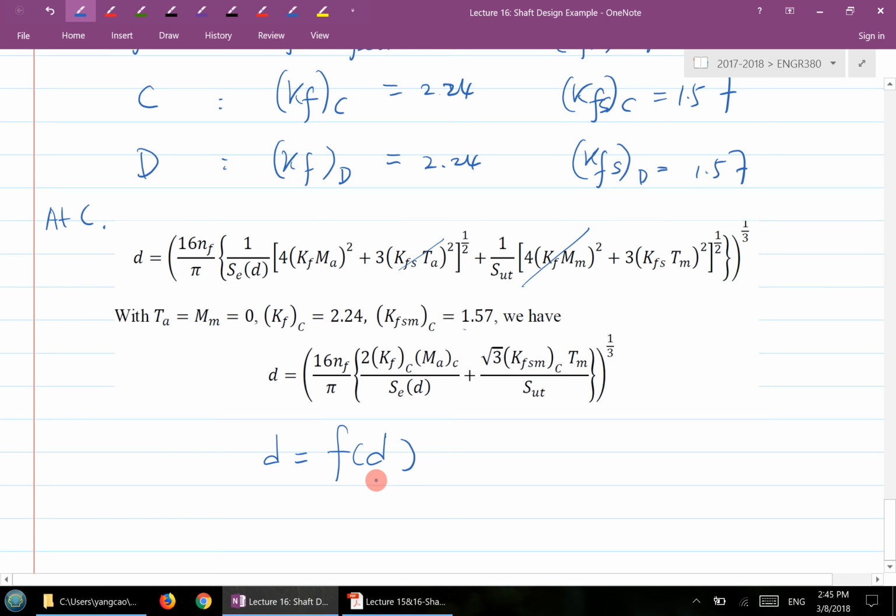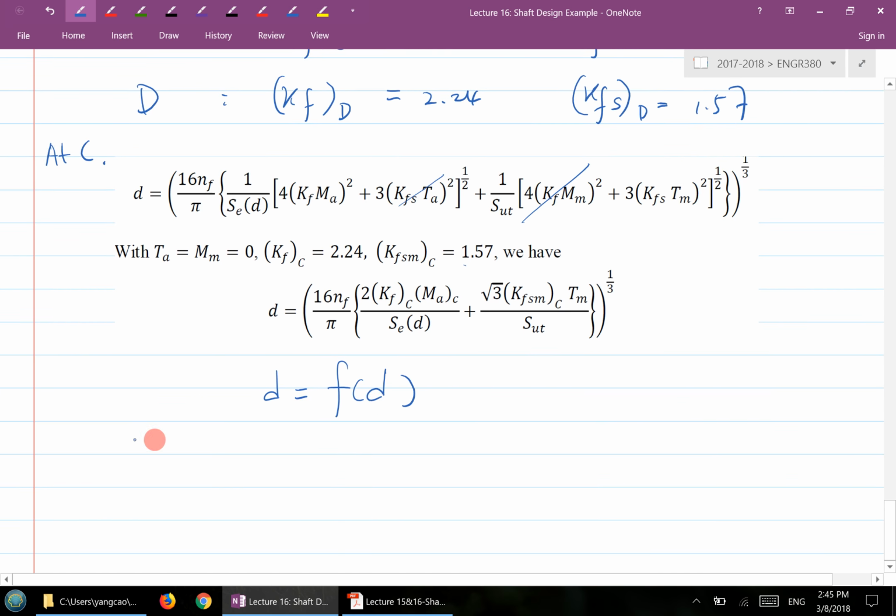Then how do I solve this? You're looking for a solution D equal to F of D. So what value of D will satisfy this equation? What you need to do is use an iterative process to solve for the D here.